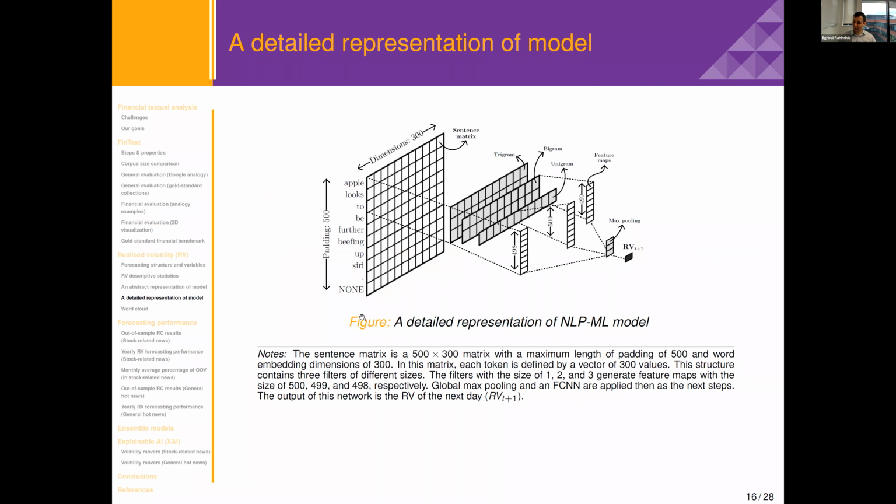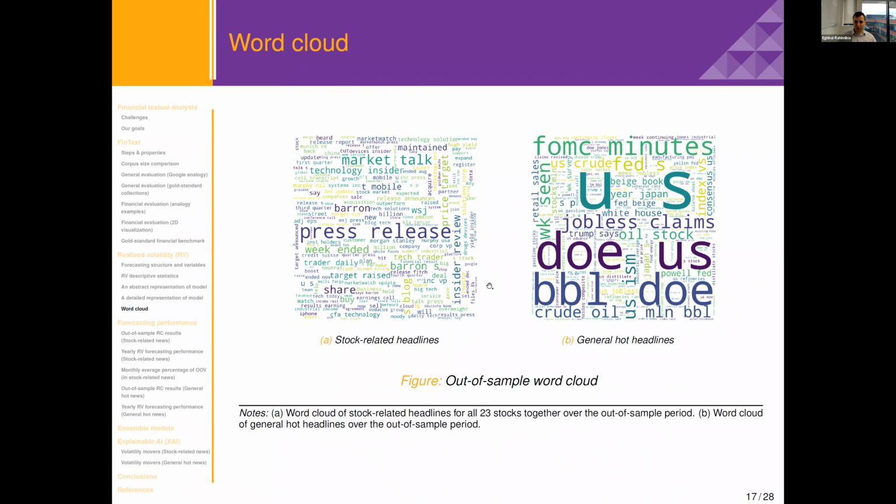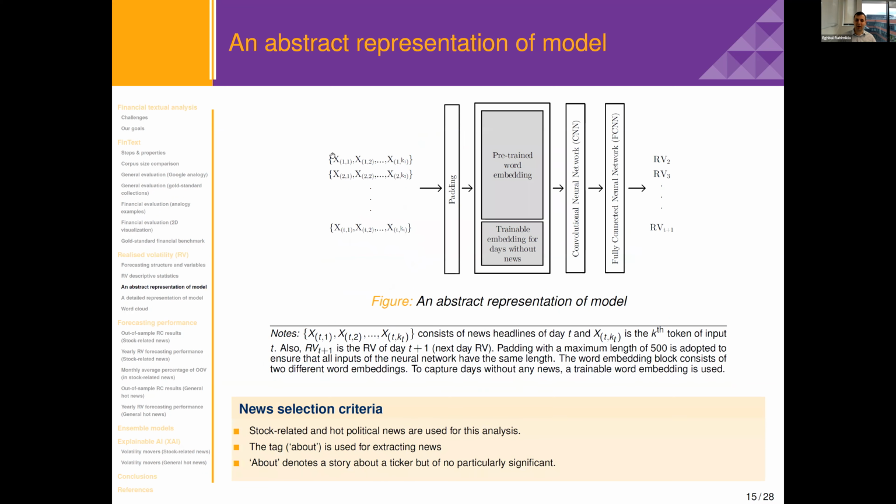This is the open structure of the model we are talking about. Inside that, we have trigram, bigram, and unigram for processing the data. Here, we are not using the model, we are just having a word cloud. We are focusing on two groups of distinct news in the market: stock-related headlines and general hot news. These news are related because we have a tagging system in Dow Jones Newswires.